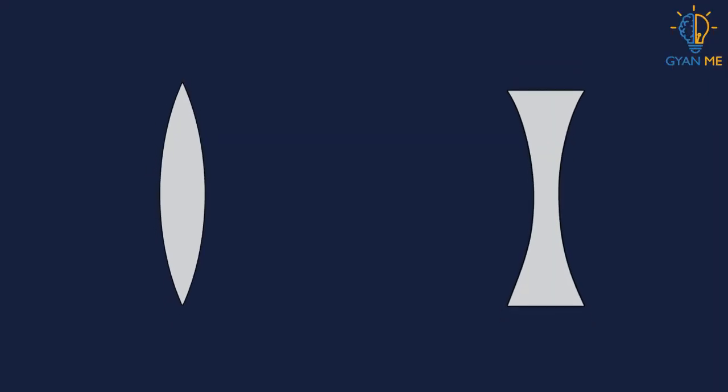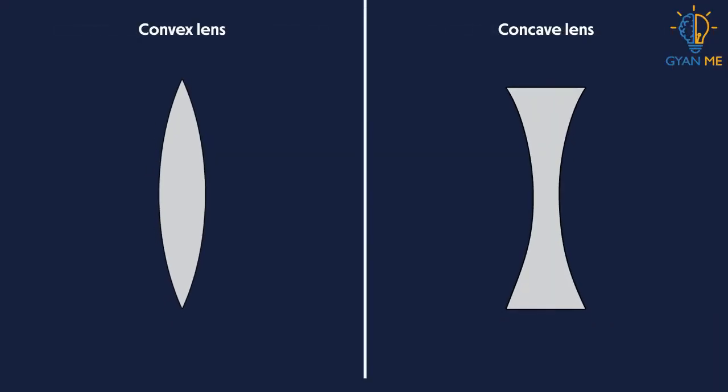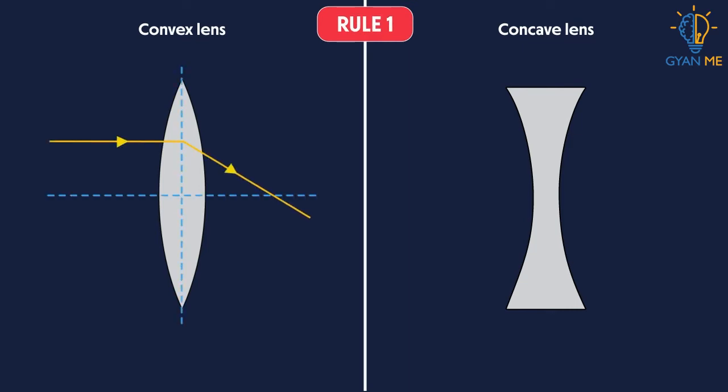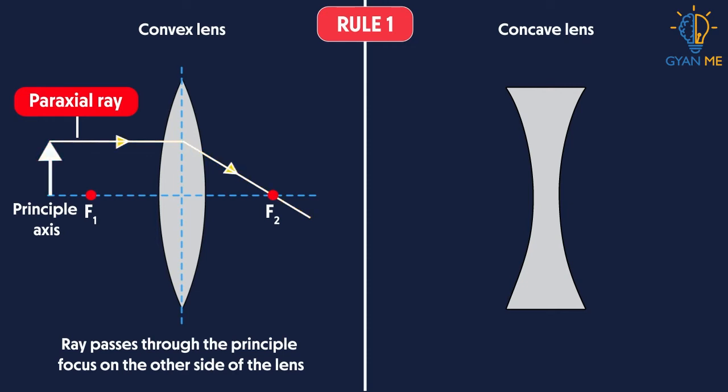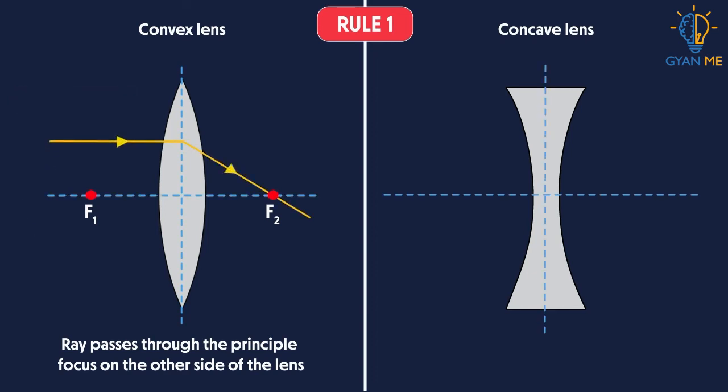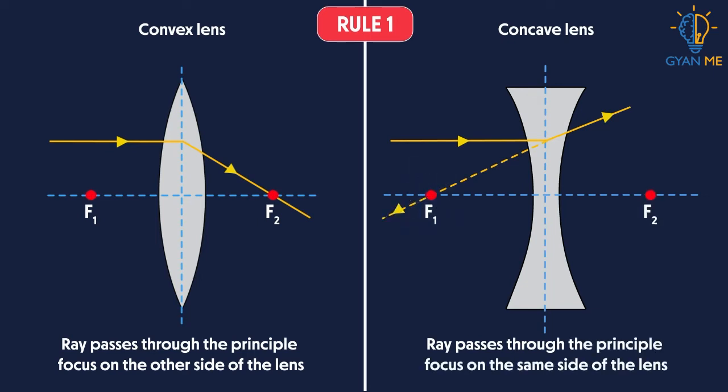Okay, so going back to the rules, let us see the first one in the list. Rule 1. It states that a ray of light from the object parallel to the principal axis, after refraction from a convex lens, passes through the principal focus on the other side of the lens. This parallel ray is also called a paraxial ray. Para for parallel and axial for parallel to the principal axis. In the case of a concave lens, the ray appears to diverge from the principal focus located on the same side of the lens. So confused?